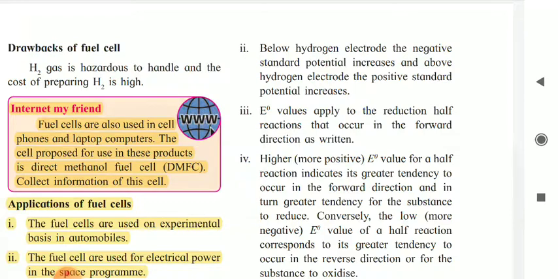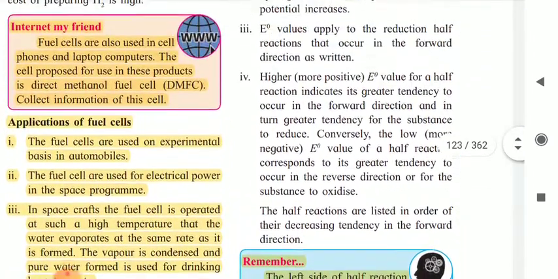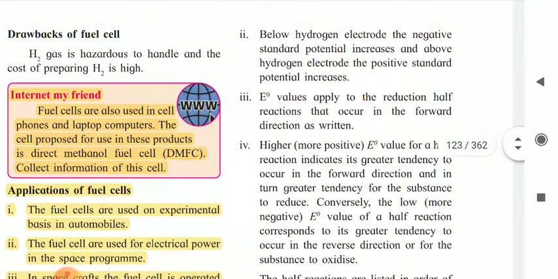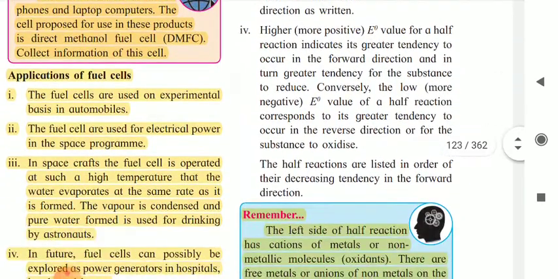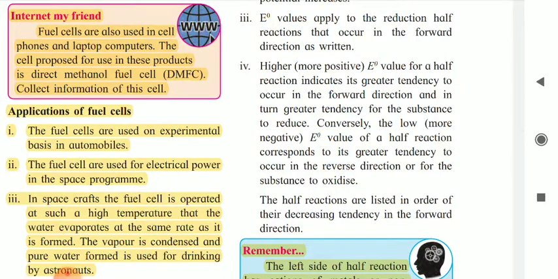The second thing is that below the hydrogen electrode the negative standard potential increases, and above the hydrogen electrode the positive standard potential increases. So this is the second drawback of it. E0 values apply to the reduction half reaction that occurs in the forward direction as written. That we will see in the next chart which is included in your syllabus, that is reduction potentials. Students, this is the fourth important point that you have to understand before going to the electrode potentials.